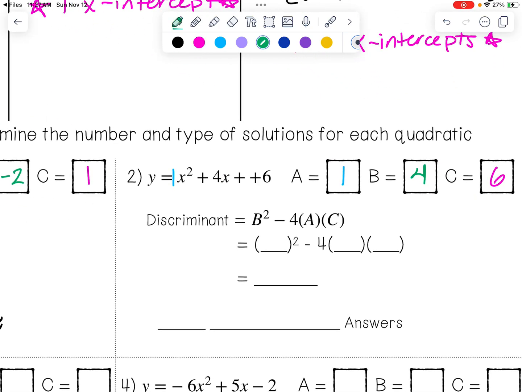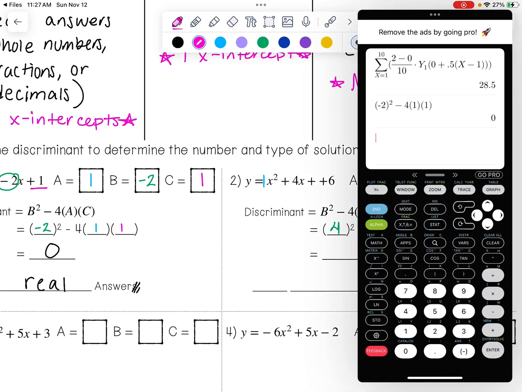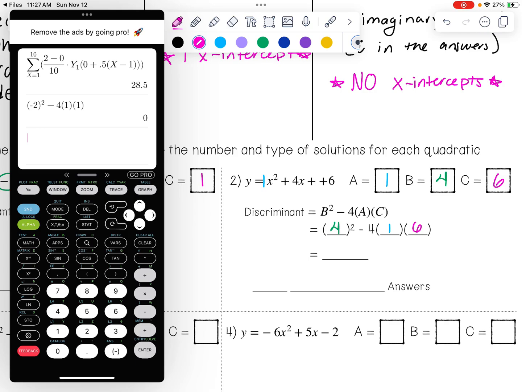So b squared becomes 4 squared minus 4 times my a value of 1 times my c value of 6. Pull out our handy-dandy calculator. Try and move it over to the other side of the screen so we're not covering anything. We just type it in as it appears, and we get -8 for our answer.